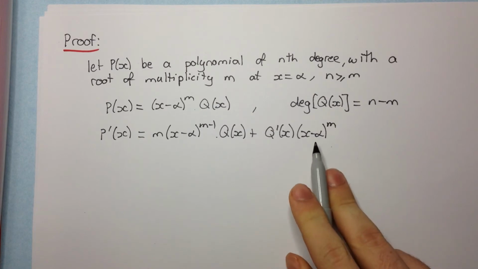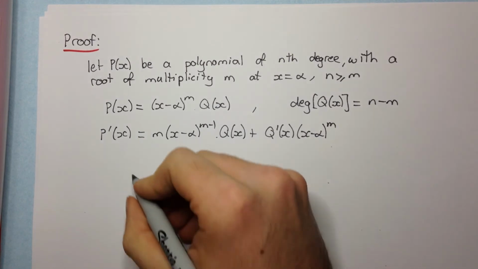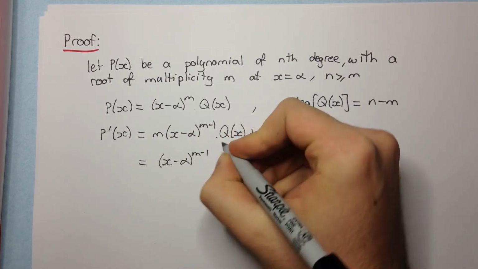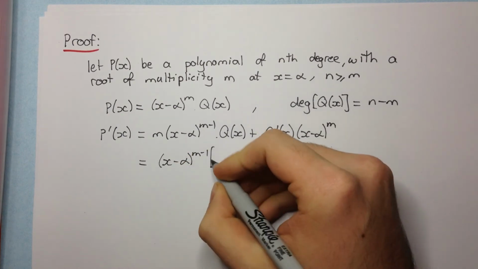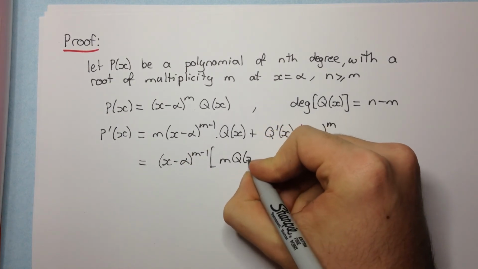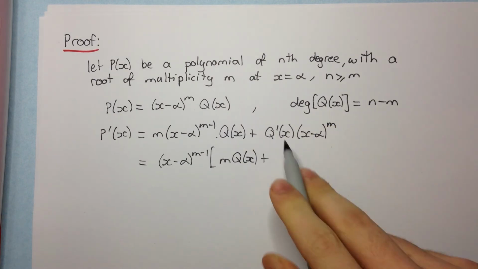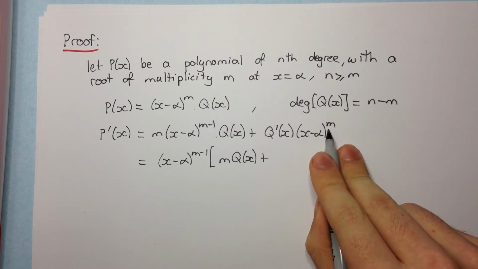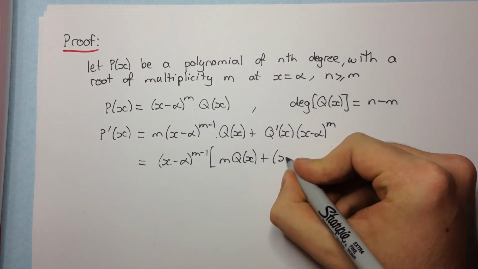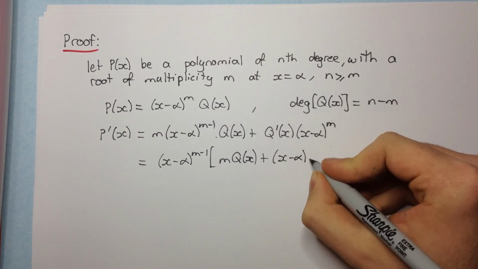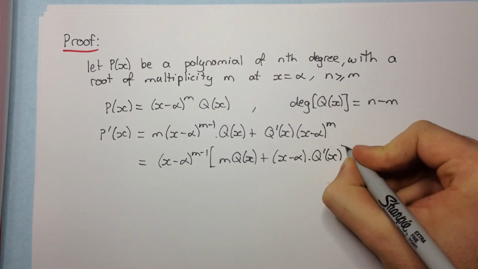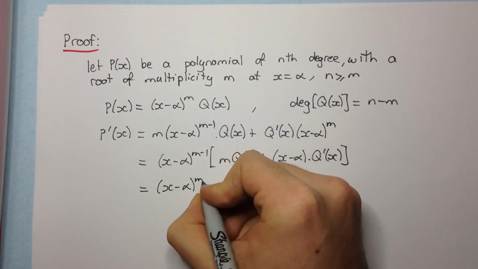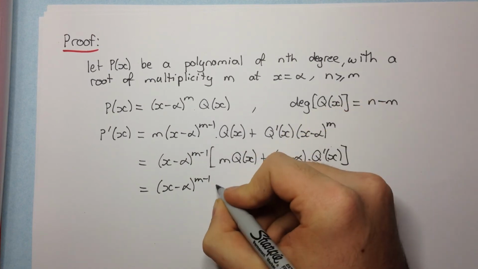Now, if we take out x minus alpha to the m minus 1 as a common factor, this is what we get. So if we take it out from the first term, we're just left with m q of x, plus, if we take it out from the second one, well, we have m of them here, so if we're taking out m minus 1 of them, we're left with just 1, so we have x minus alpha times q dash x. And then this is equal to x minus alpha to the m minus 1 times some function of x.